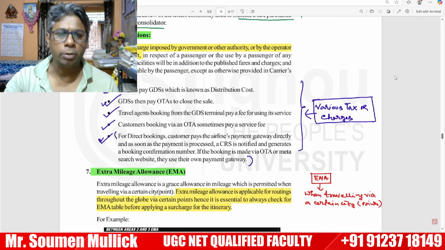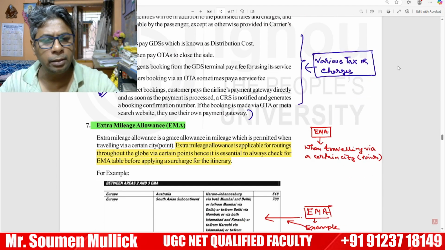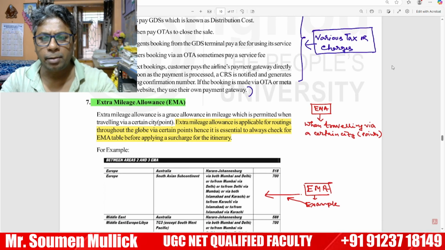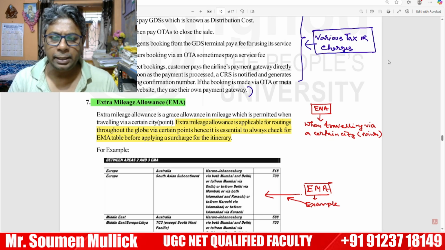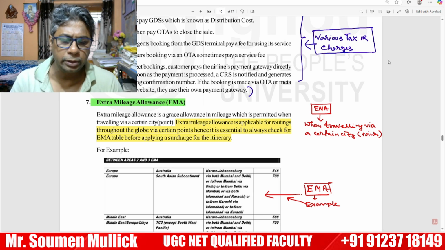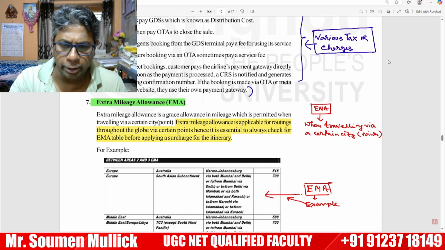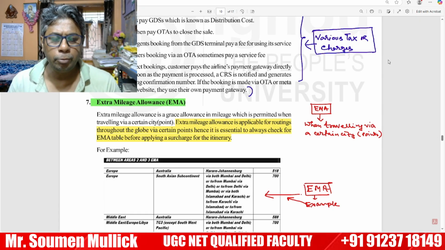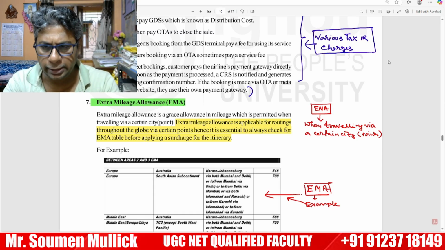And next important point, point number 7, that is the extra mileage allowances. What is extra mileage allowances? It is applicable for routing throughout the globe via certain point. Hence, it is essential to always check for EMA table before applying the surcharge for an itinerary.